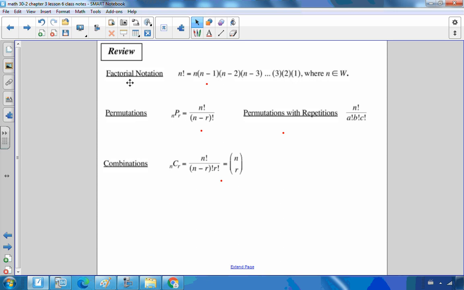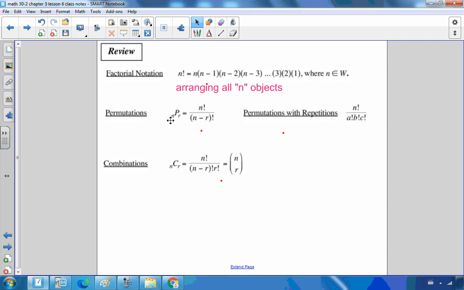So the first thing we did, we looked at factorials, which is starting at any whole number and reducing by 1 each time until you get 1, and 1 means stop. This is really just a shortcut anytime you were arranging all n objects. So if I'm arranging all 5 objects, 5 factorial ways of me doing that.